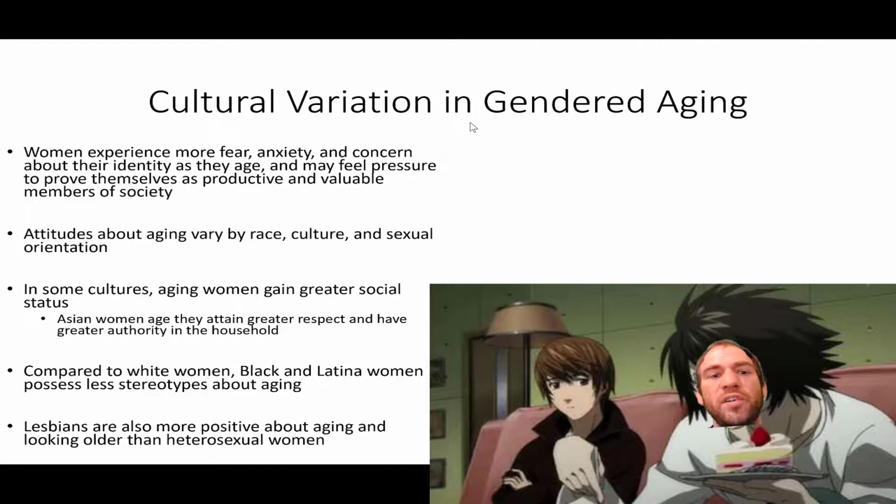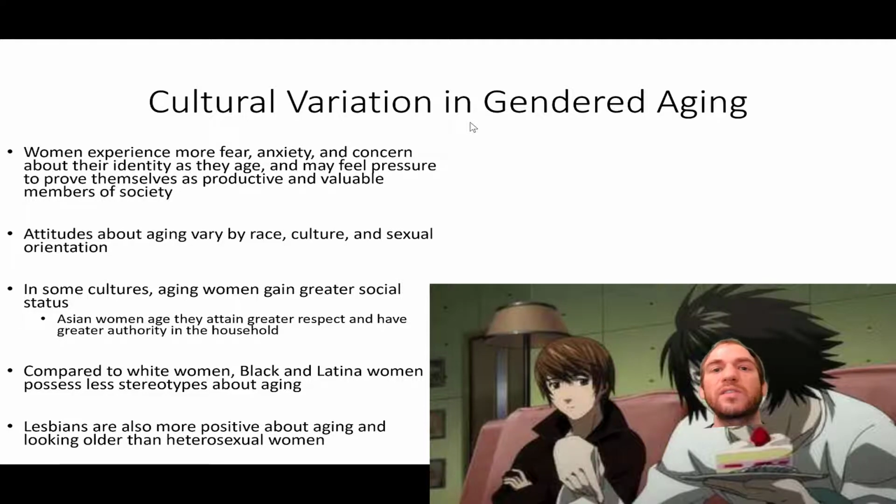Cultural variation in gendered aging. Women experience more fear, anxiety, and concern about their identity as they age and may feel pressure to prove themselves as productive and valuable members of society. Attitudes about aging vary by race, culture, and sexual orientation. In some cultures, aging women gain greater social status. Asian women attain greater respect and have greater authority in the household. Compared to white women, Black and Latina women possess fewer stereotypes about aging. And lesbians are more positive about aging and looking older than heterosexual women.